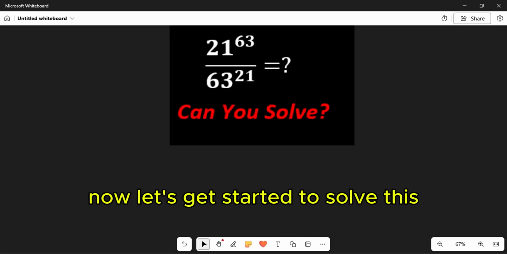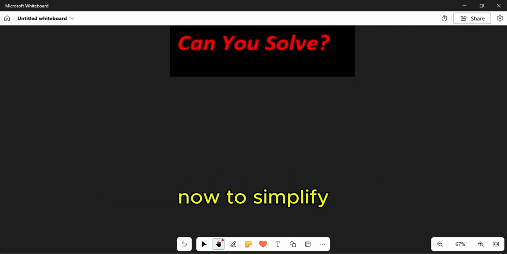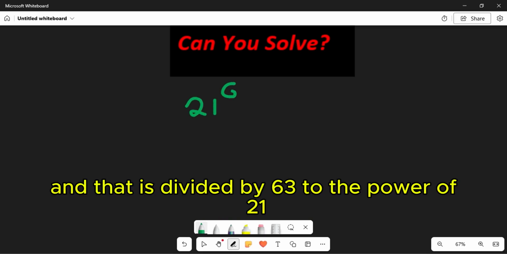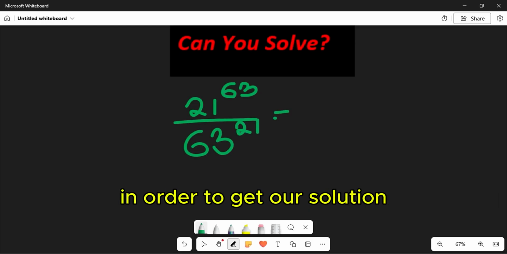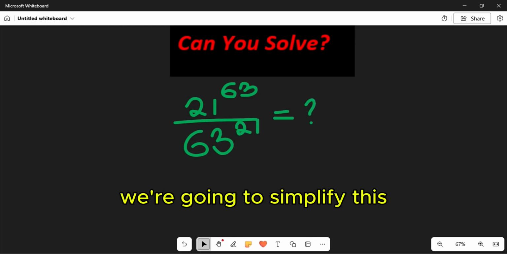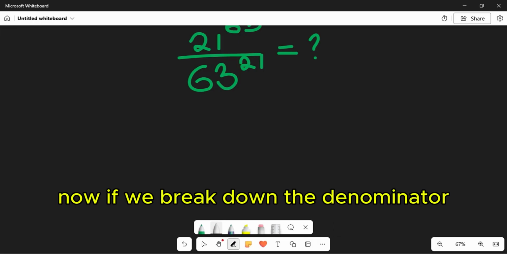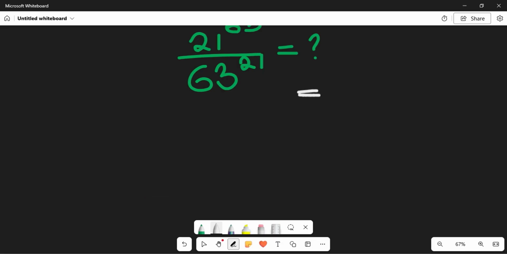Now let's get started. To solve this, I'm simply going to simplify. Note that we have 21 to the power of 63 divided by 63 to the power of 21. Now, how do we simplify this in order to get our solution? We're going to simplify this by breaking down the denominator.